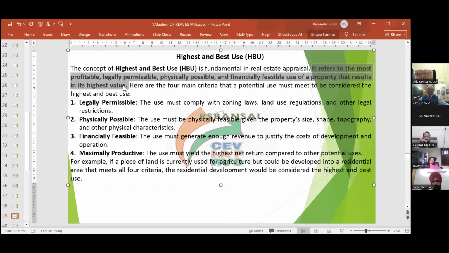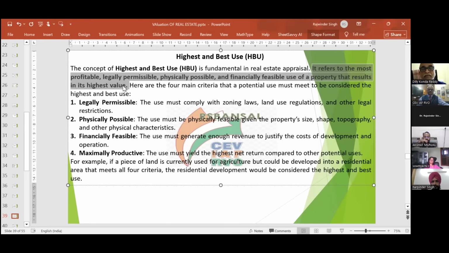Second is physically possible. Now, you want to construct a mall. You can construct a mall if you have a large chunk of land. If you have 1,000 square feet of land, you cannot construct a mall there. It will be physically possible if you have adequate land for constructing that mall. That is physically possible.